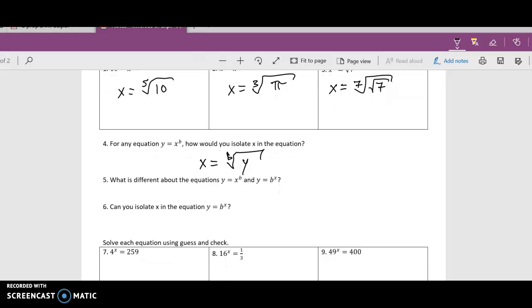What's different about the equations y equals x to the b and y equals b to the x? Well, remember what this one looks like. x to the b is x times x times x times x, b times. And this guy is b times b times b times b, x times.